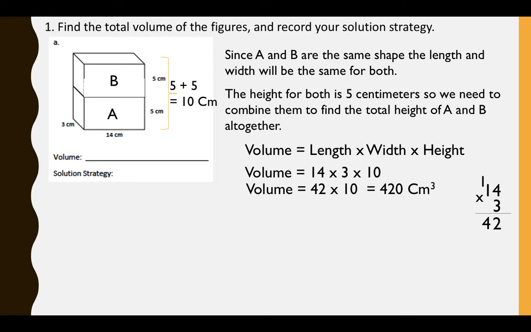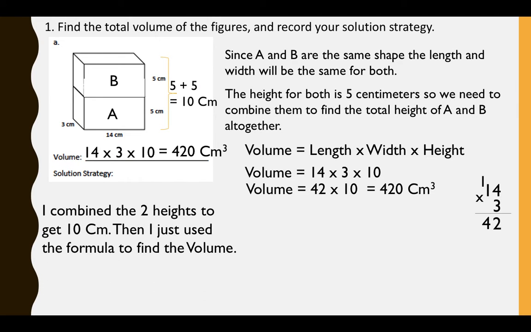So on my volume line underneath my two figures, I can go ahead and plug in my formula that I multiplied, 14 times 3 times 10, which I know is going to be 420 centimeters cubed. Now my solution strategy was I combined the two heights, 5 centimeters plus 5 centimeters to get 10 centimeters, and then I just used the formula of length times width times height to find the total volume.